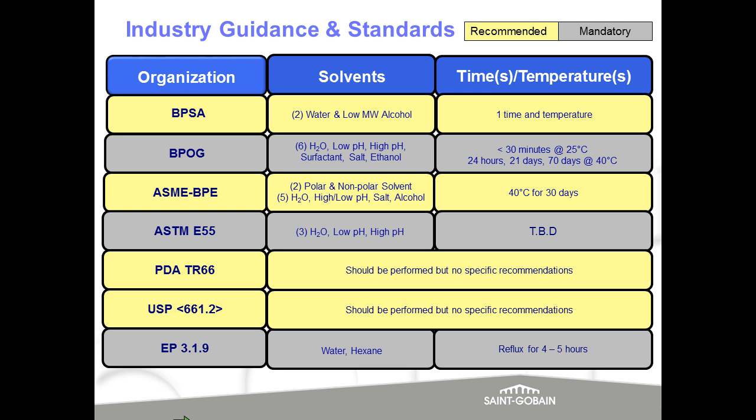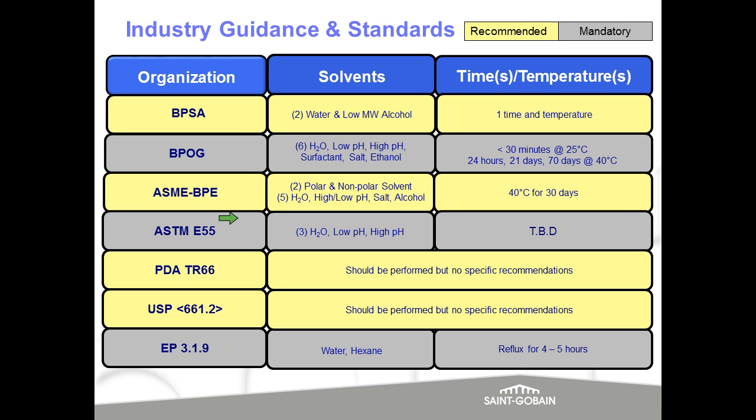So if we look at what the BPOG proposal is requesting for end users to provide, it's 6 solvents and 3 to 4 time temperature conditions, as well as post-gamma radiation and post-autoclave if both are used. So you could end up with anywhere from 24 to 48 test conditions per product.